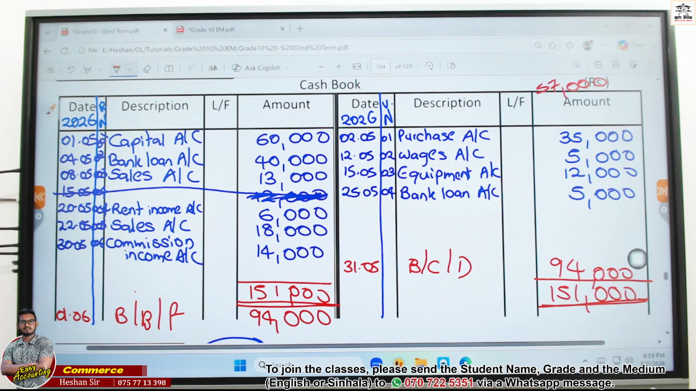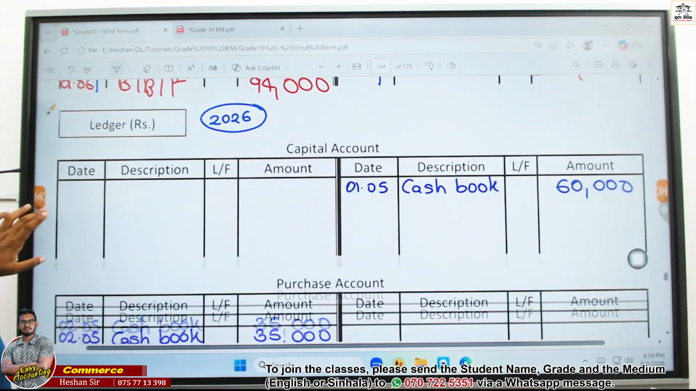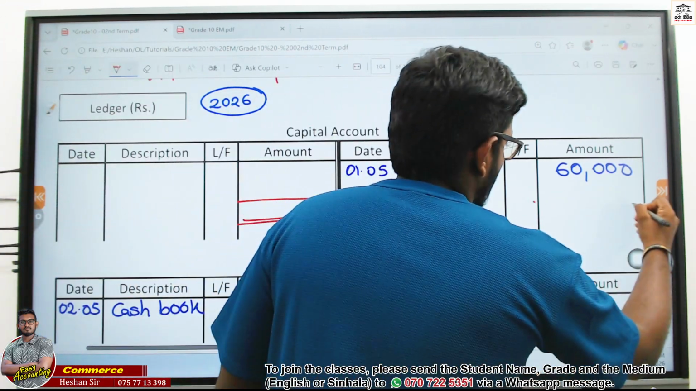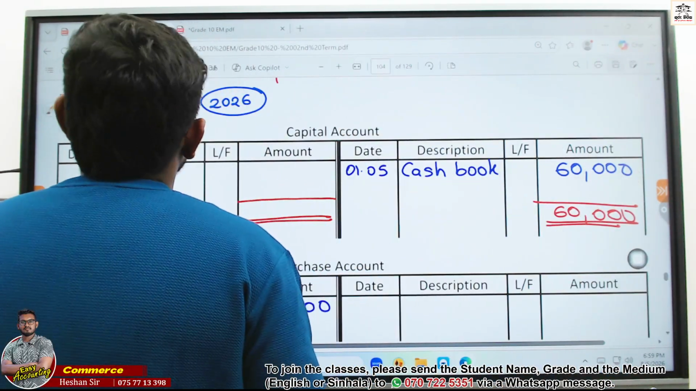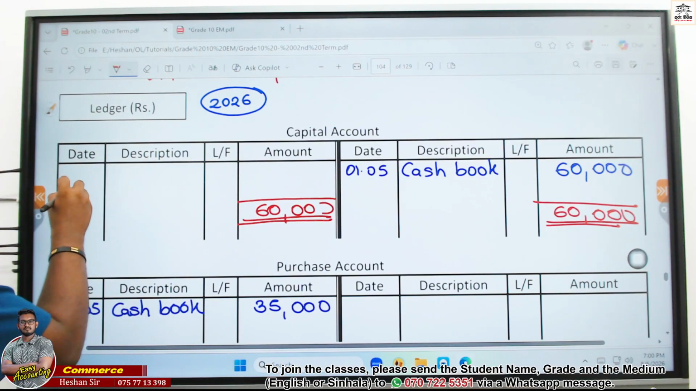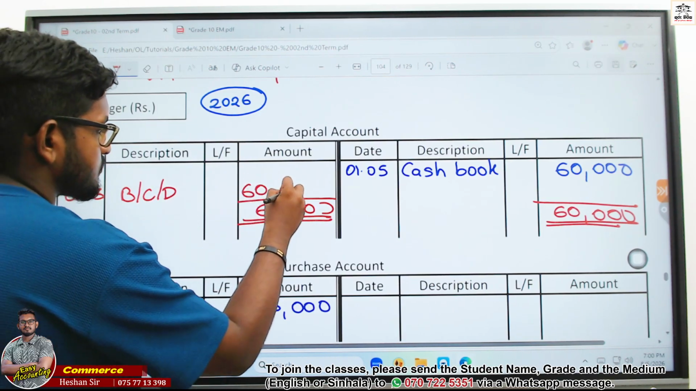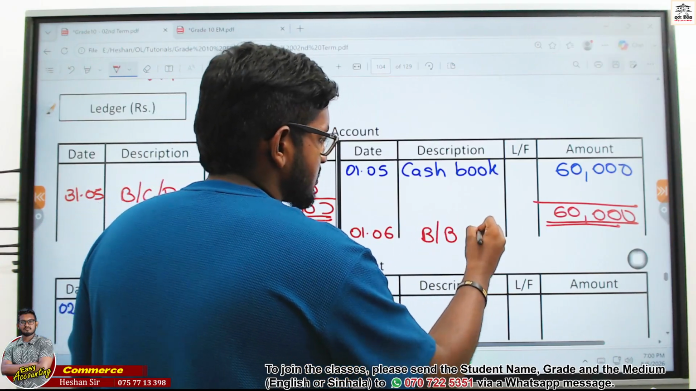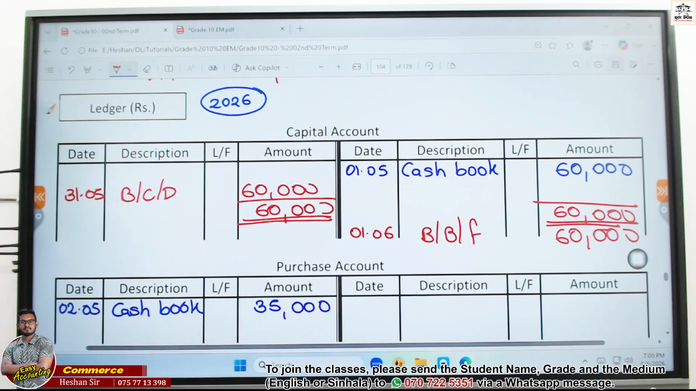Right. Hope all good. Now balance the other accounts as well. Capital account. Can anyone tell me the total? It's only 60,000, right? You can see the debit side total is also 60,000. So 31st of May, 60,000 minus 0, 60,000. 1st of June, balance brought forward 60,000. Right?